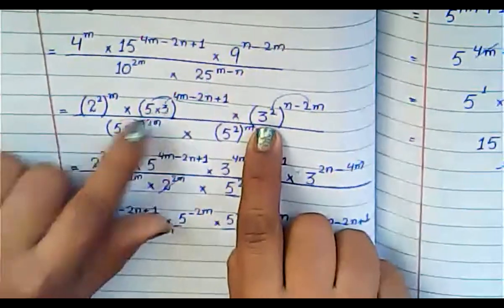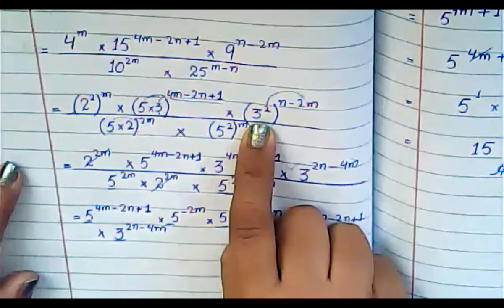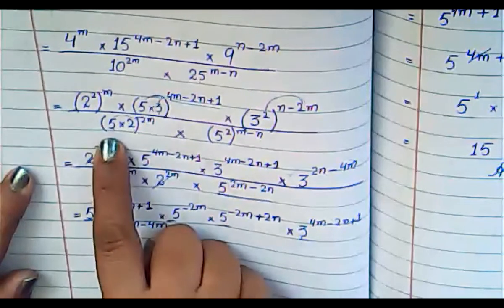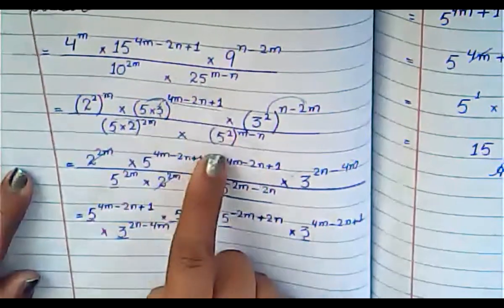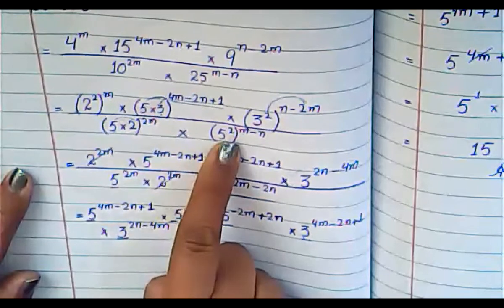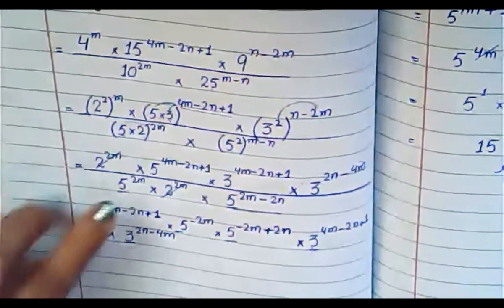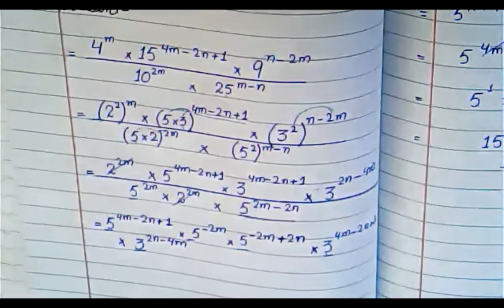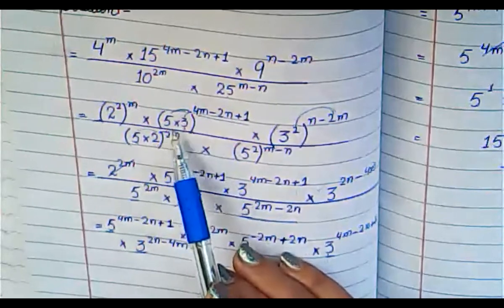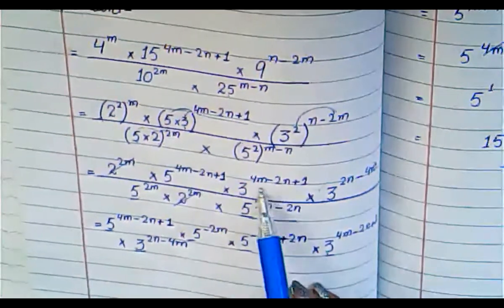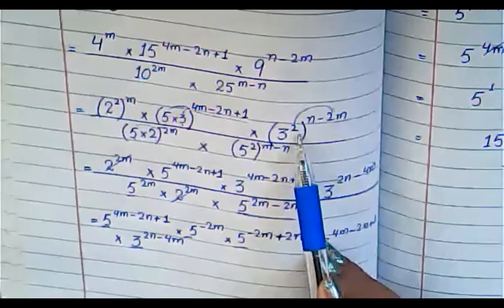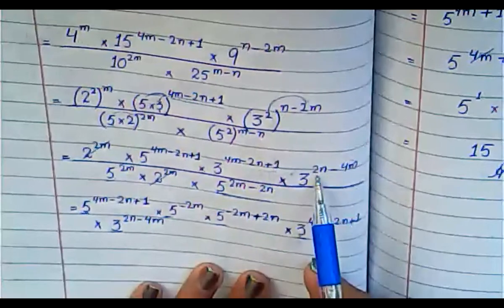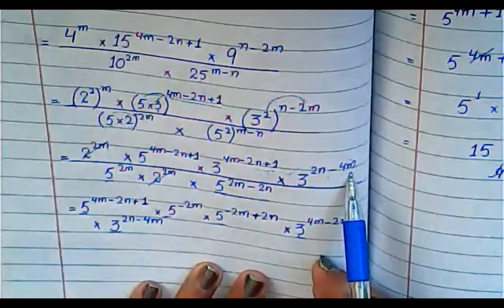Here I take the square of 3. And the last one is that I break down 10 into factors, which is 5 and 2, and then the square of 5, 25. 5 multiplied by 5 will be 25. In the next step, multiply the powers with the powers. 2 multiplied by m will be 2m. Then I give power to each term, 5 and 3. So I write the powers of 5 and 3 separately, and then multiply this 2 with n minus 2m. So 2 multiplied by n will be 2n, and 2 multiplied by 2m will be minus 4m.